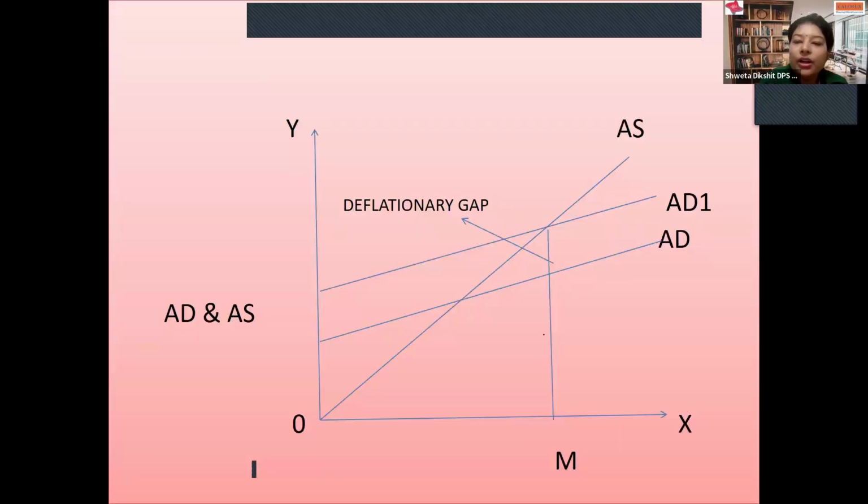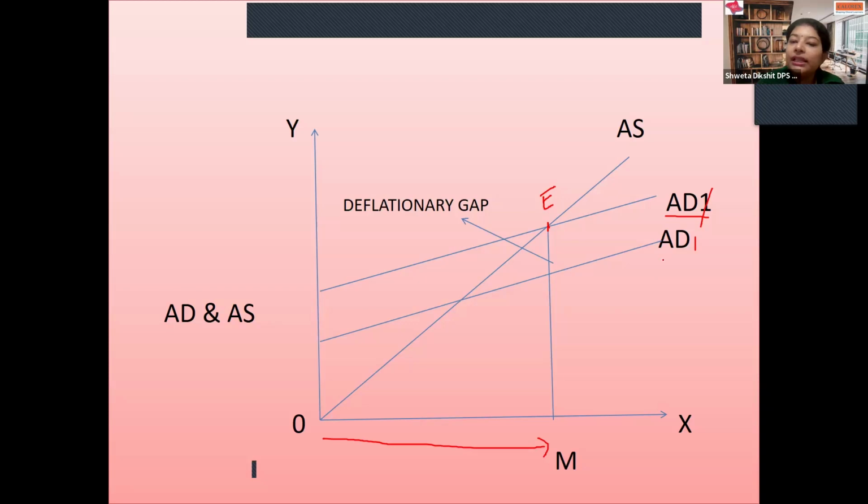This is the diagram for deflationary gap. Here you should assume that this is AD and this is AD1. That means this is something which was already planned. As per the planning, this was supposed to be the equilibrium point E, and this was supposed to be the full employment level, that is OM, and this is the equilibrium income in the economy. But as I said already, everything doesn't go as planned, and the planning may not match with the actual one.